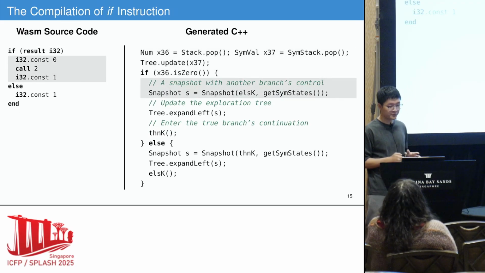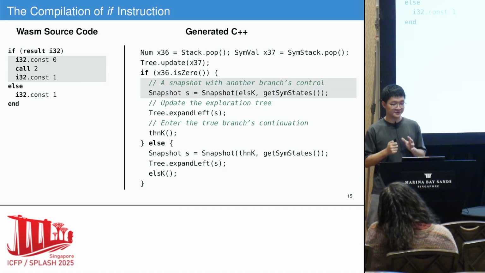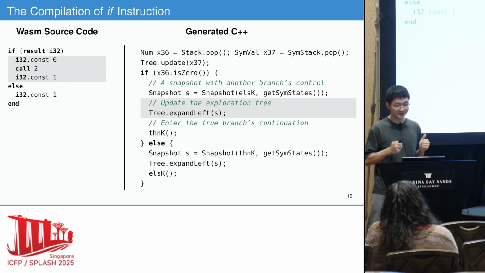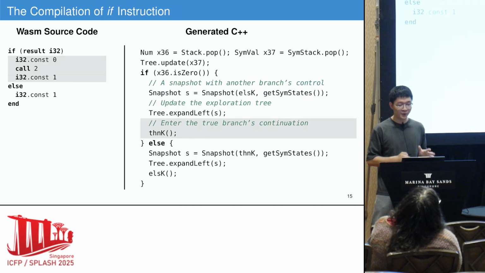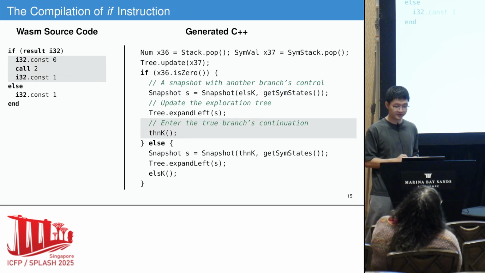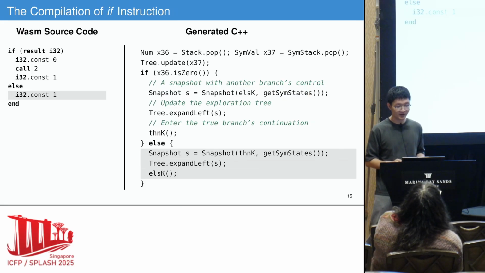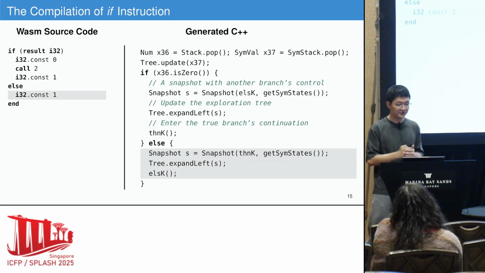If we enter the true branch, first we create a snapshot with the false branch's continuation and current symbolic states. Then we expand the exploration tree to the true branch and store the snapshot into the tree. Finally, we enter the continuation of the true branch. For the false branch, we just do similar things. Create a snapshot, expand the tree, store the snapshot, and enter the continuation.